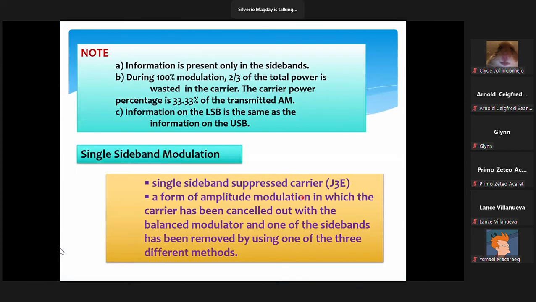Okay. Information is present only in the sidebands. Important na discuss na most of the time, most of the notes dito. So single sideband modulation, it is a single sideband suppressed carrier, a form of amplitude modulation in which the carrier has been cancelled out. Ulit lang.